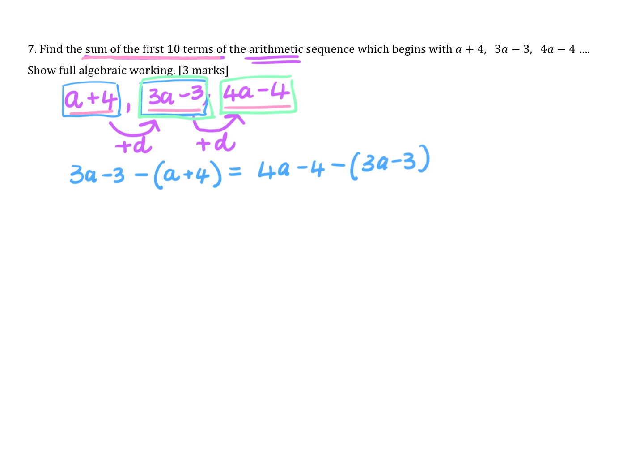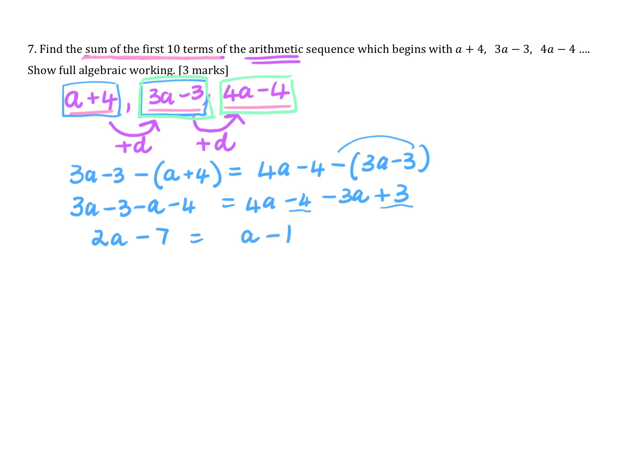Next thing I'm going to do here is expand out and make sure I multiply that negative through. Minus 3a, now what's it going to be here? Minus times minus will be plus 3. Collect like terms on each side. Minus 4 plus 3, minus 1. Let's bring that a over there. 2a minus a is just a, and let's take that negative 7 over here. Negative 1 plus 7 will be 6, so I've got a equals 6.